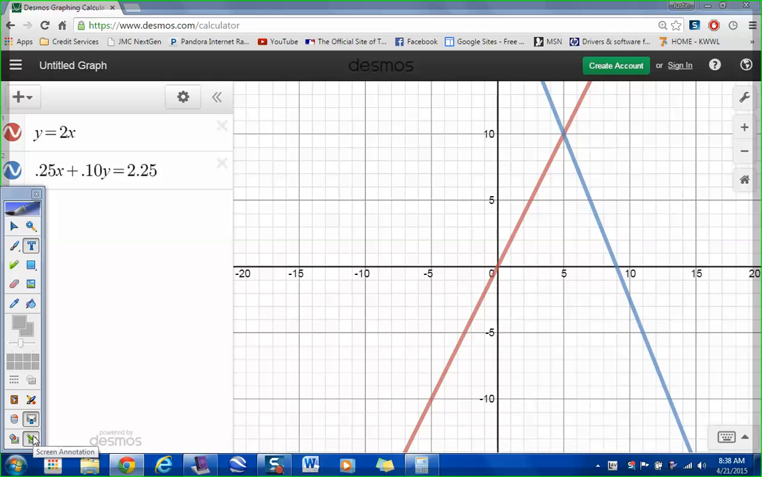Okay. Hey, I have a question. How many quarters did we have again? 5. Which variable represented the quarters? X or Y? X. The X did, right? X quarters, right?